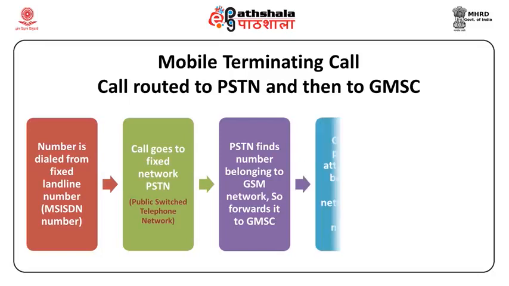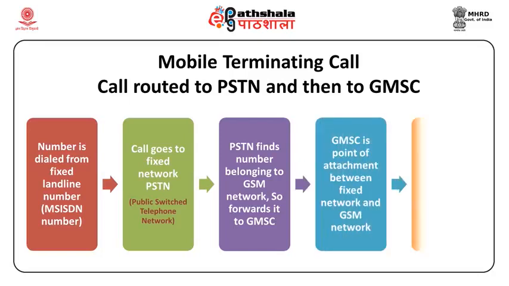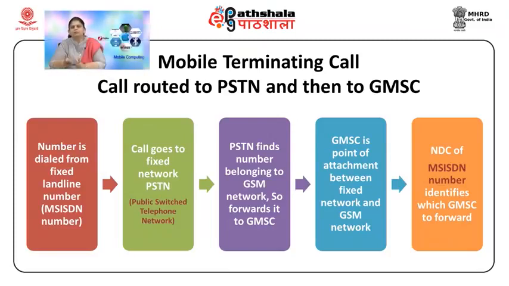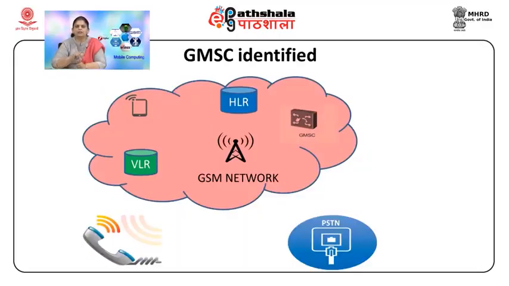So, you can see that when the number is dialed, the call goes from the fixed network, that is the PSTN. PSTN finds that the number belongs to the GSM network. So, it forwards it to the GMSC, that is the point of attachment between the fixed network and the mobile network, and then the GMSC is identified. You can see this sequence in the animation provided.